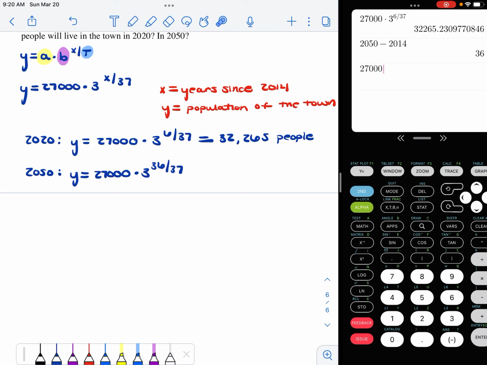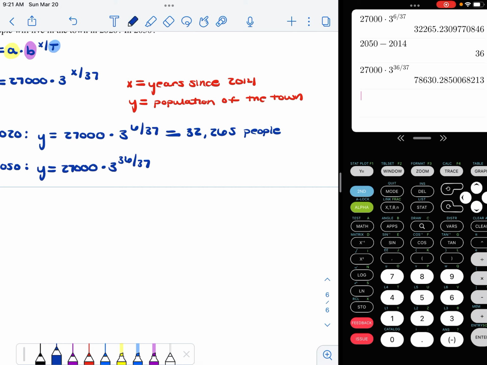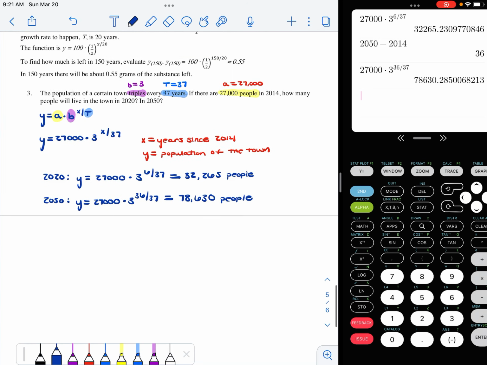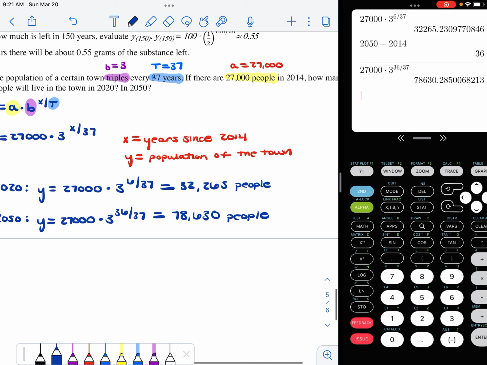So 27,000 times 3 to the power of 36 over 37. Again, we're going to round this. We'd have 78,630.28, so I'm just rounding down to 78,630 people.